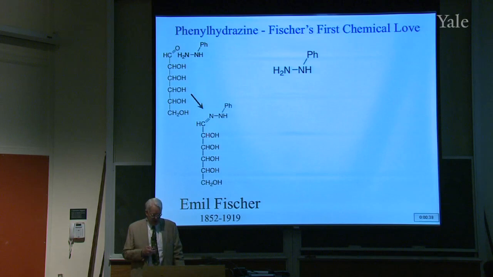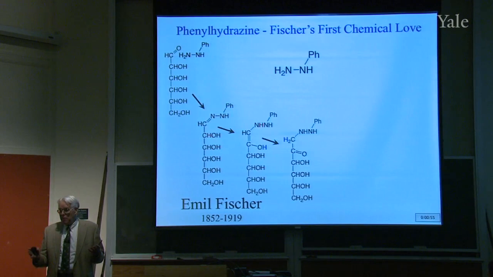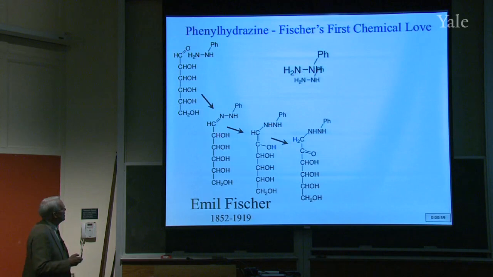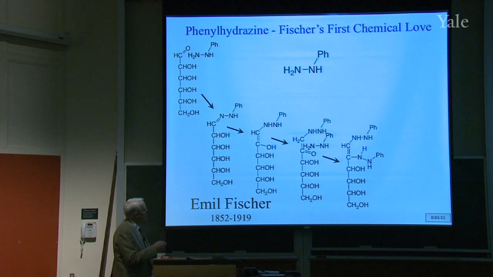Now, this hydrogen here is allylic, so it could shift up to here and make the double bond here. But now this hydrogen is allylic, and it could shift to there. So you can get this. Now you've got another ketone. So what's going to happen? So you can make another hydrazone, right? So now you've used the second mole of phenylhydrazine, right? So now that one's allylic. You can shift it over here.